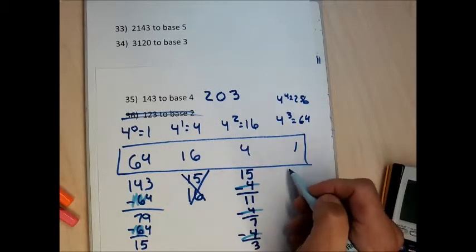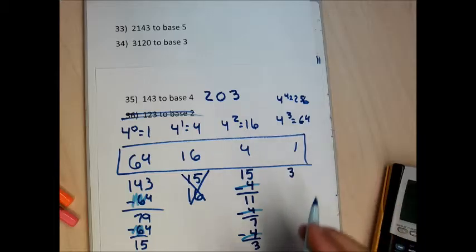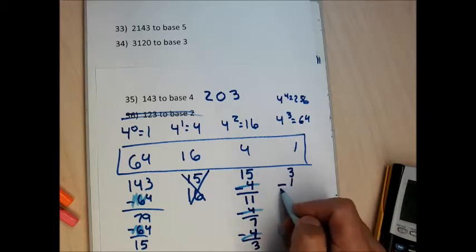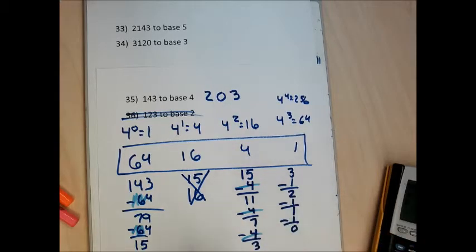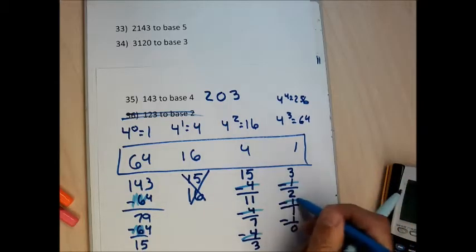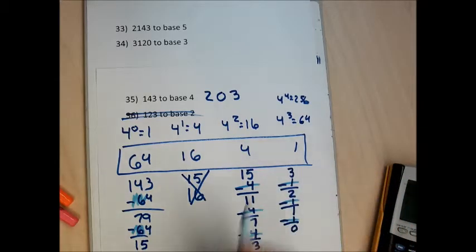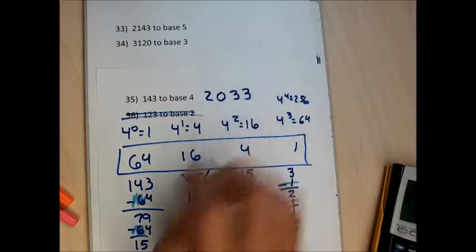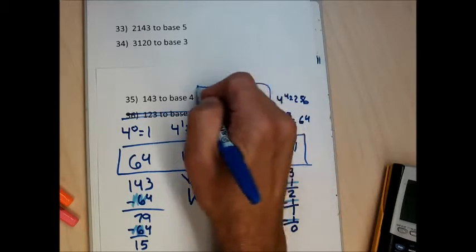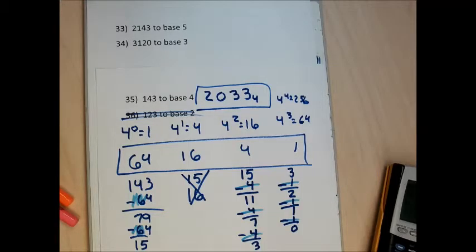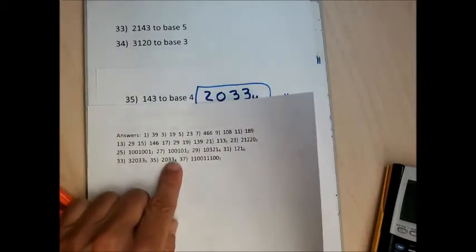I carry the remainder over and start subtracting 1. 3 minus 1 is 2. 2 minus 1 is 1. 1 minus 1 is 0. I've used up all the powers. I'm down to 0. I'm done. The last number I get in my answer is a 3, other than sneaking the subscripted base 4. So for 35, I was supposed to get 2033 base 4.